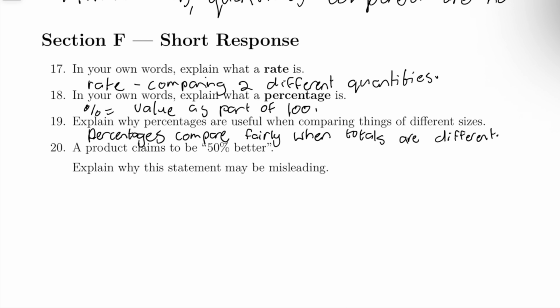So 20. A product claims to be 50% better. Explain why this statement may be misleading. So, for example, a restaurant claims that we're 50% better. But that's it. You don't know what it is being compared to. McDonald's, KFC, you really don't know. So you're very vague about that statement because you're not comparing it to another quantity.